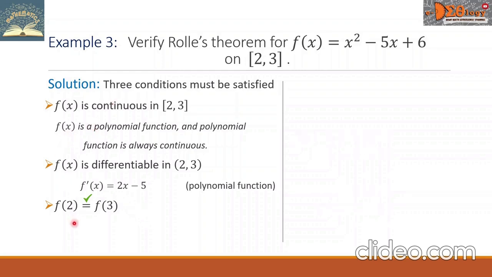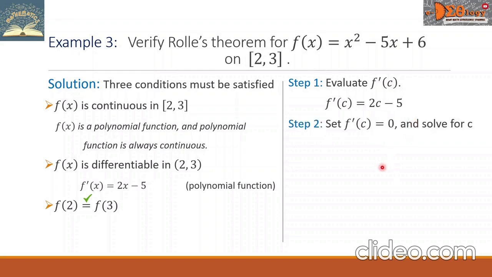Since the three conditions are satisfied, we go to the next step, and that is to get the value c. So, step 1, we evaluate the derivative with respect to c, f prime of c. In our second condition, we got the derivative function. So, we change the x by the value c. So, f prime of c is equal to 2c minus 5. Then step 2, we set f prime of c equals 0 and solve for c. For this equation, left side becomes 0 and we solve for c.